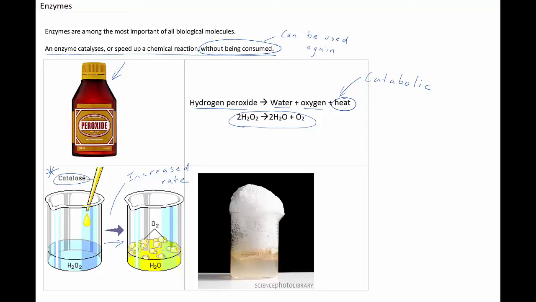Now, there are other molecules that can catalyze the decomposition of hydrogen peroxide. For example, potassium iodide. However, potassium iodide is not considered an enzyme, whereas catalase is. So what's the difference? Well, enzymes are biological molecules. Potassium iodide is not a biological molecule, and therefore it is not an enzyme, but it is a catalyst. In other words, all enzymes are catalysts, but not all catalysts are enzymes.